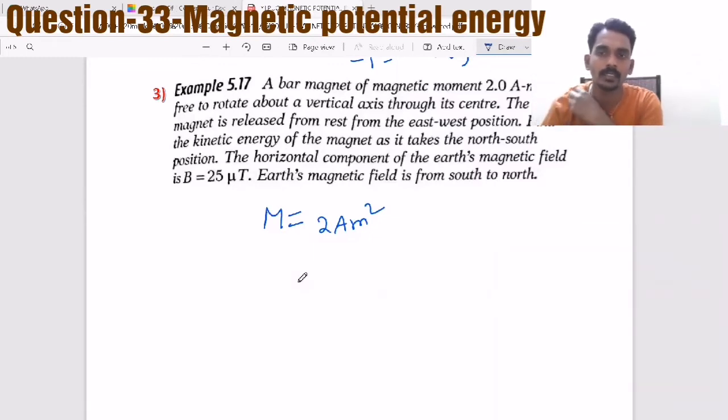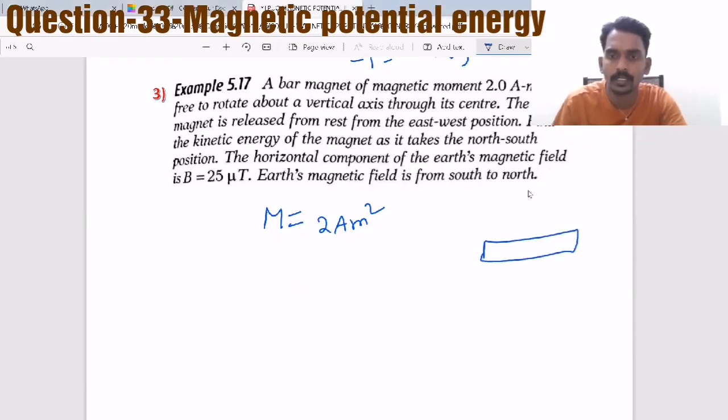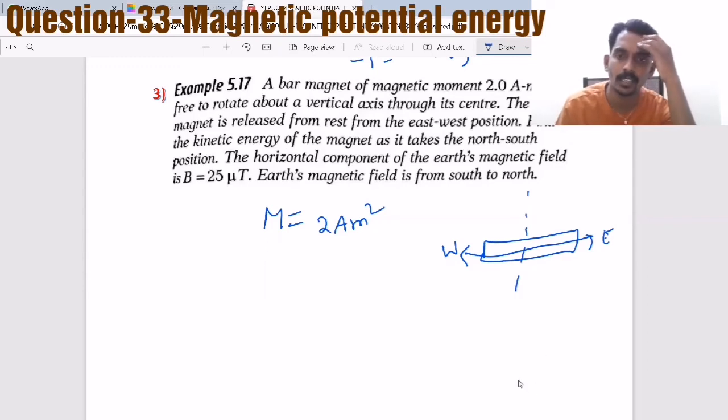Here, the main thing is a bar magnet having a magnetic moment, which is free to rotate about its vertical axis. So, it can rotate about its vertical axis like this. Now the magnet is released from rest from the east-west direction. Let's take this as the east-west direction. Find the kinetic energy of the magnet as it takes the north-south position.